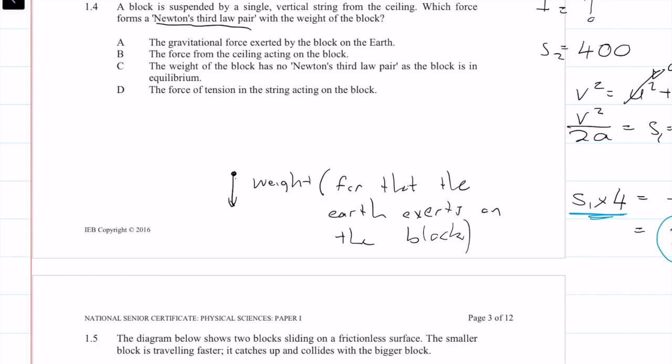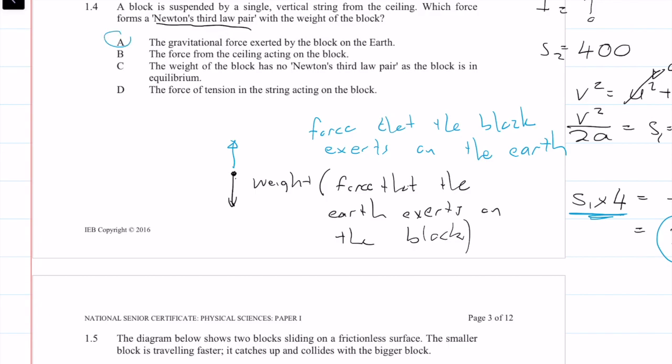So instead, the action-reaction pair would be an upwards force, which is the force that the block exerts on the Earth. We're looking for something that sounds similar to that. It is the gravitational force exerted by the block on the Earth. That fits the profile, so we'll go with A for now.